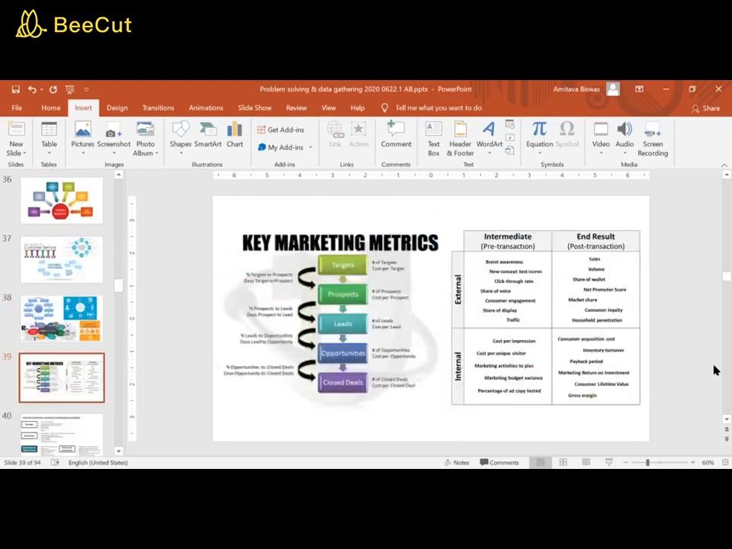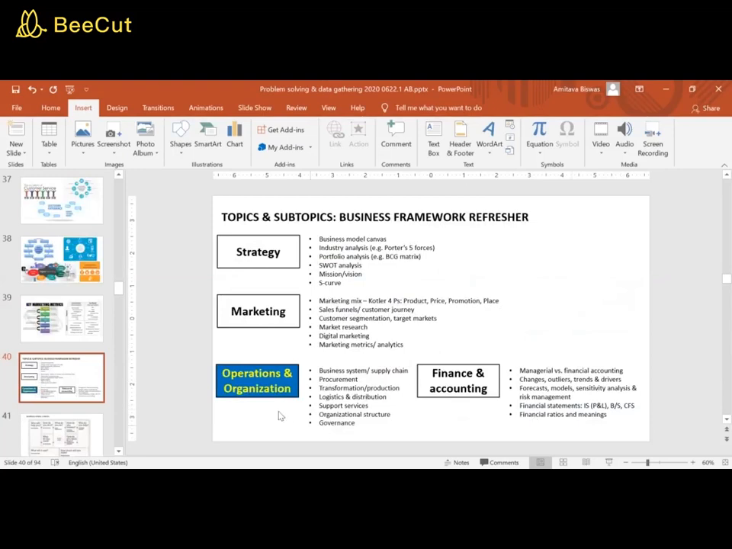Metrics is part of the analytics. How do we know if our marketing is working? A lot of different ways of thinking about analytics. So those are all our marketing frameworks there.